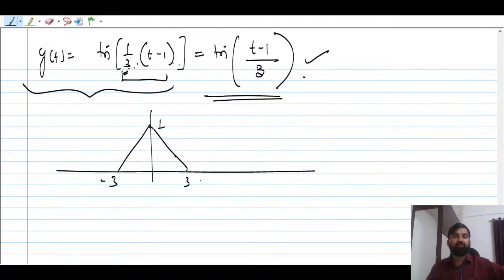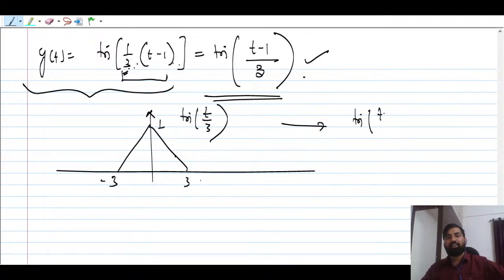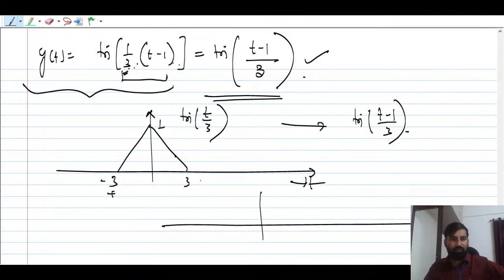Now what you can do, this is nothing but triangular t by 3, right? Now you shift. So what are you shifting? You're shifting time. If you want to get triangular (t minus 1) by 3, how will you do it? Plus 1, so it has got shifted. So this is -2 and this is 4 at 1 now, right? This is the signal that is being asked.